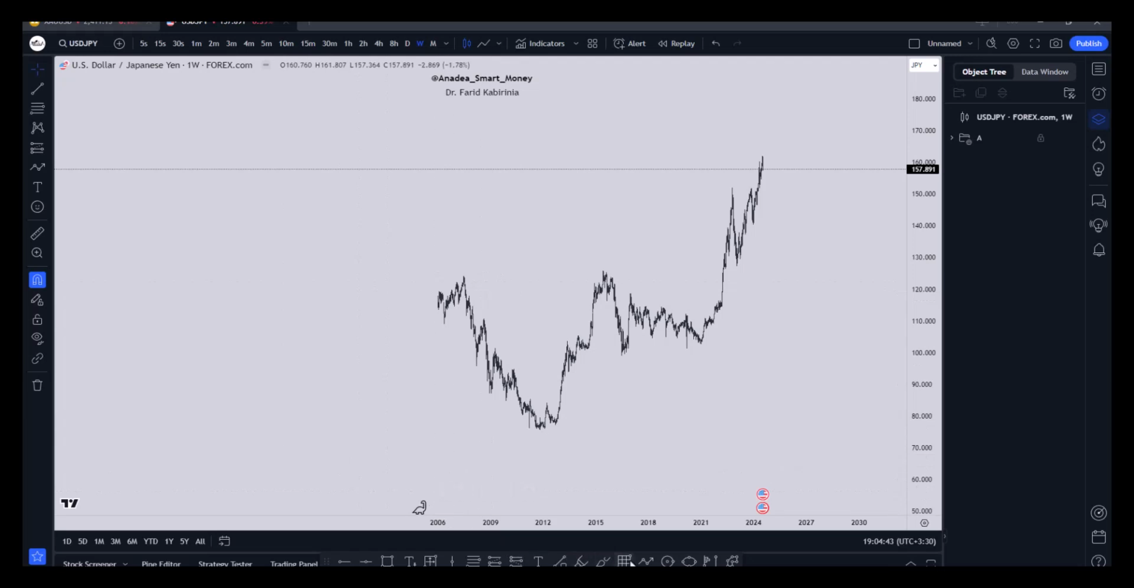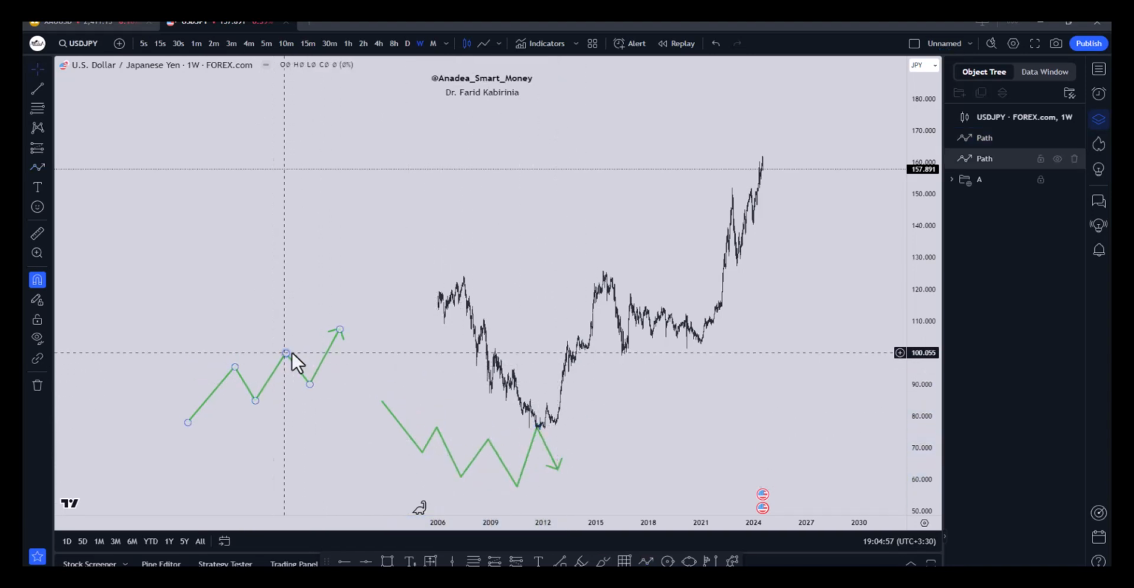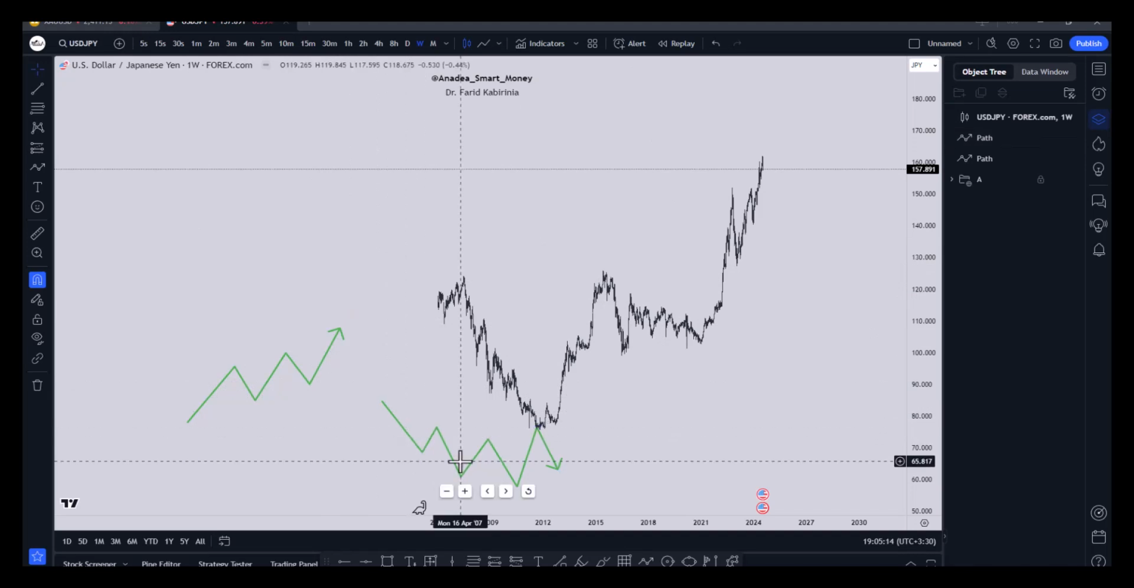So market structure is when price prints higher highs and higher lows, or when it prints lower highs and lower lows. Basically, these bottoms and these tops that price prints on the chart is market structure, and it shows where price is headed. When it prints higher highs and higher lows, it means it's trending up, and when it prints lower highs, lower lows, it means it's trending down.